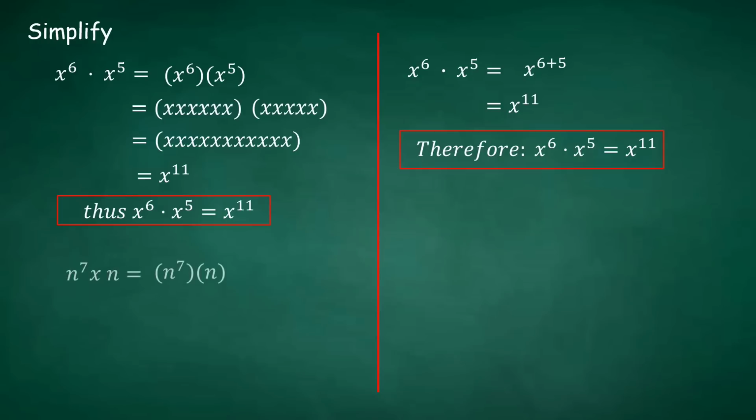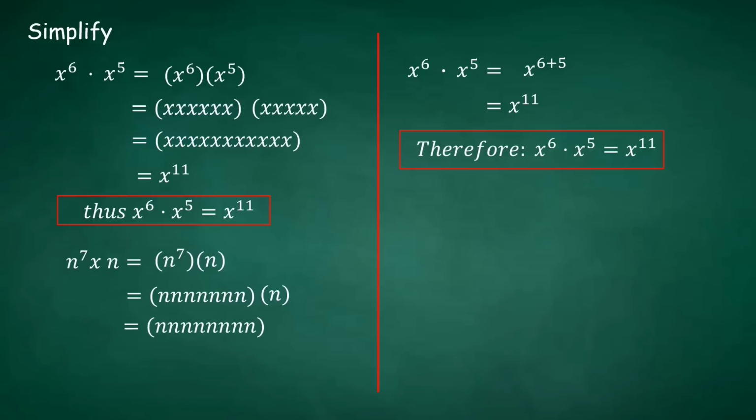N raised to the power of 7 times n. This means that there are 7 n's. In order to simplify this, just write 7 n's under the n raised to the power of 7, and write also n because we have another n, and then simplify. Have you noticed that there are 8 n's, so that's why we have n raised to the power of 8. Thus, n raised to the power of 7 times n raised to the power of 1 is equal to n raised to the power of 8.